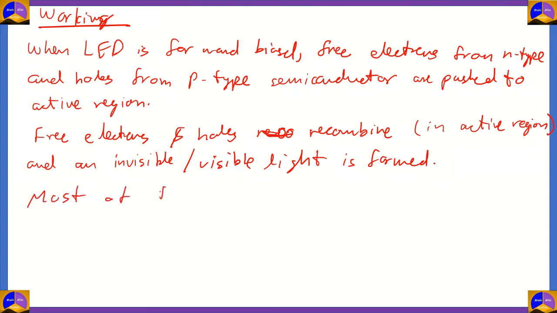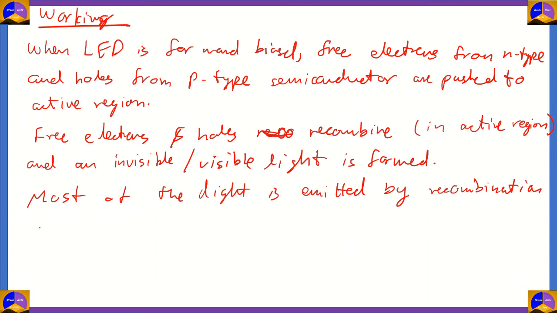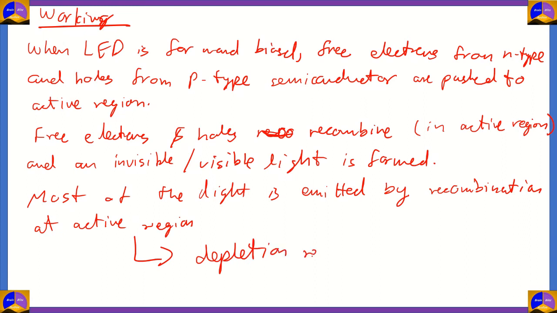Most of the light is emitted by the recombination of most of the charge carriers at the active region, which is also known as the depletion region for an LED. So this is the general working of an LED.